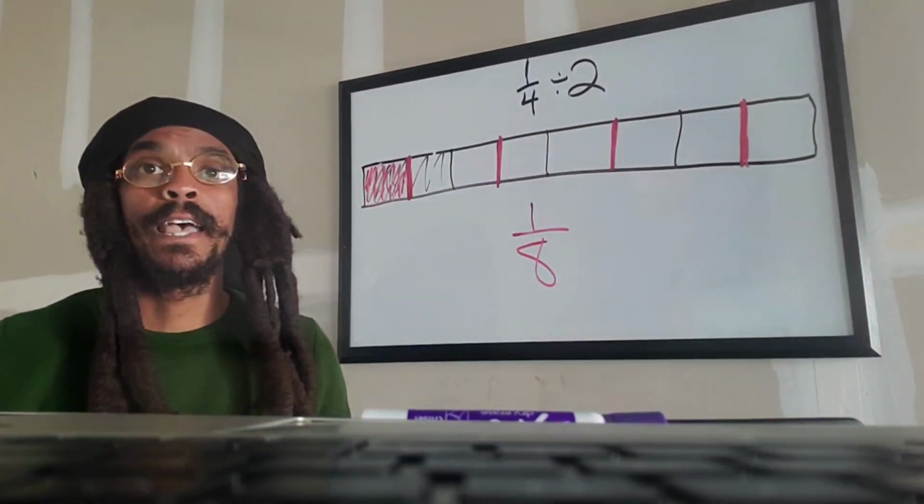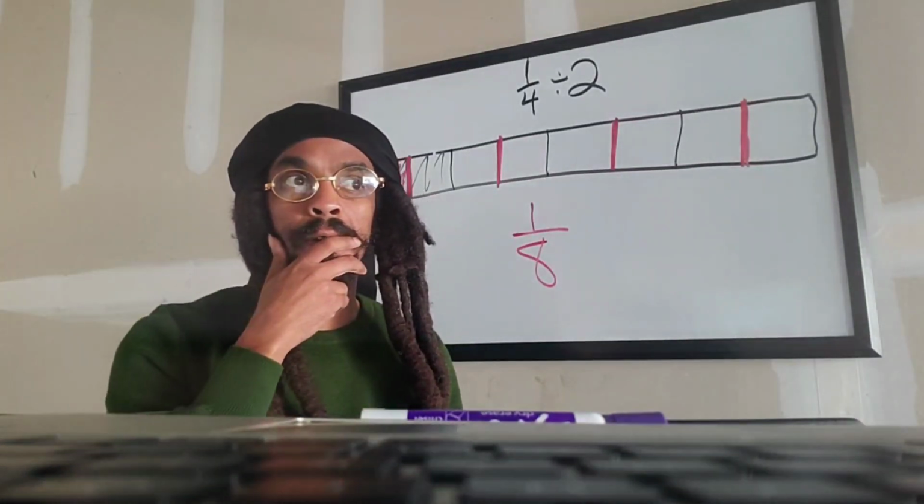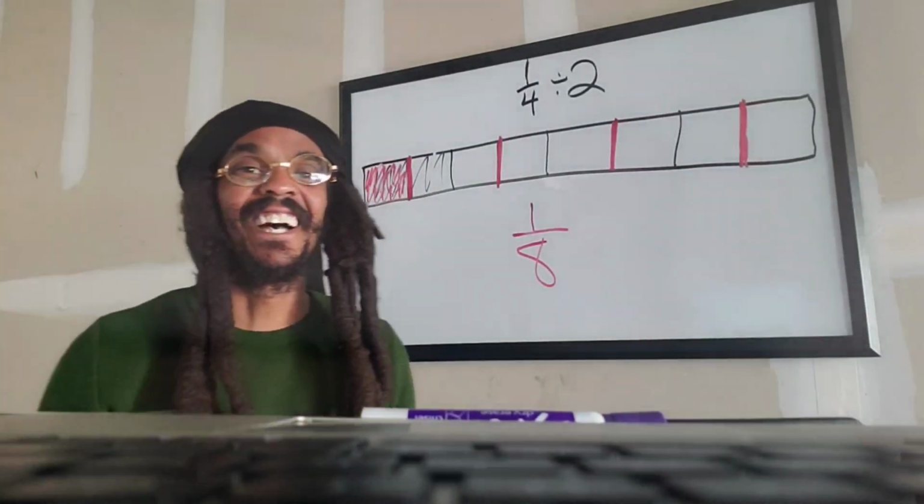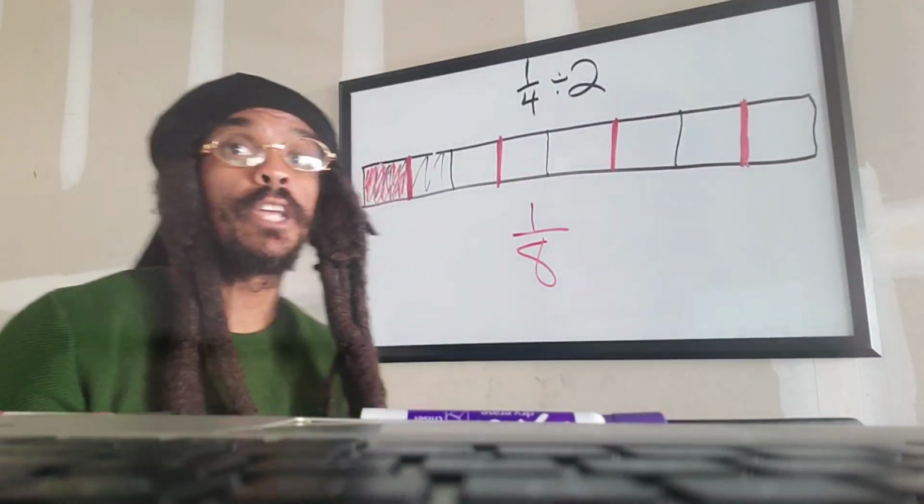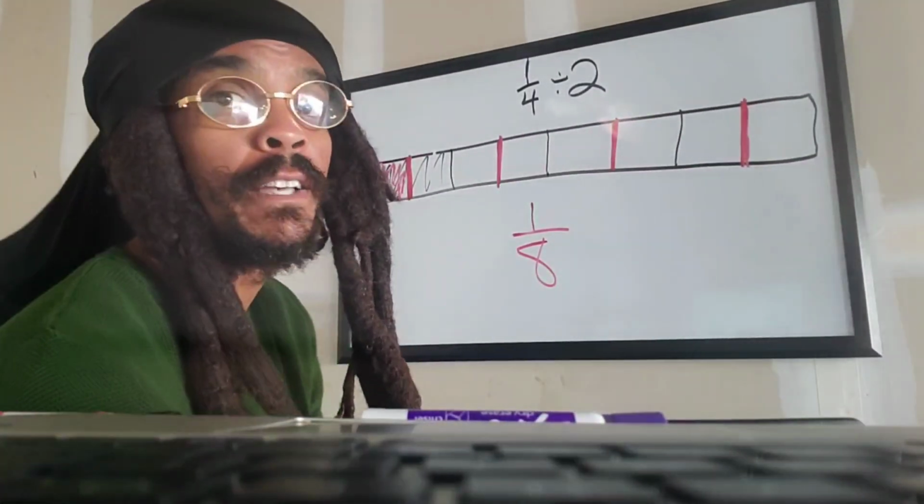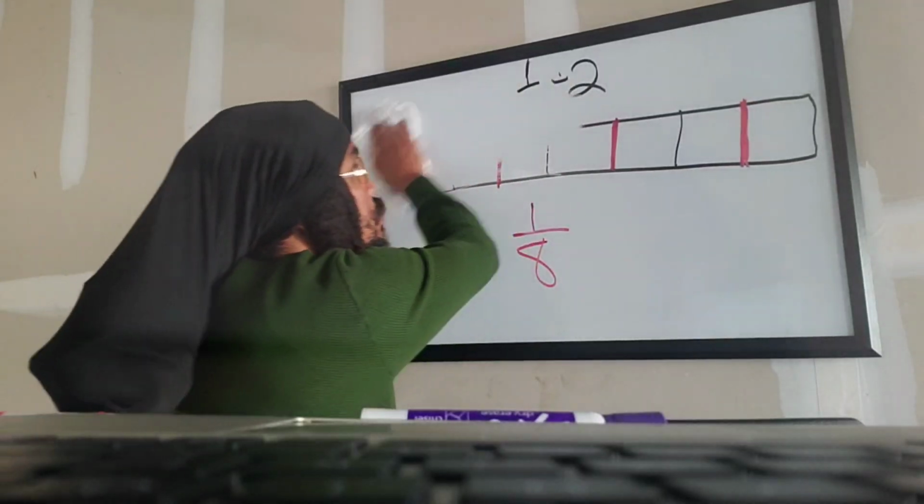Marcus and Keon have 1/3 gallon of peanut butter to share equally. How much of a gallon of peanut butter will each person get?